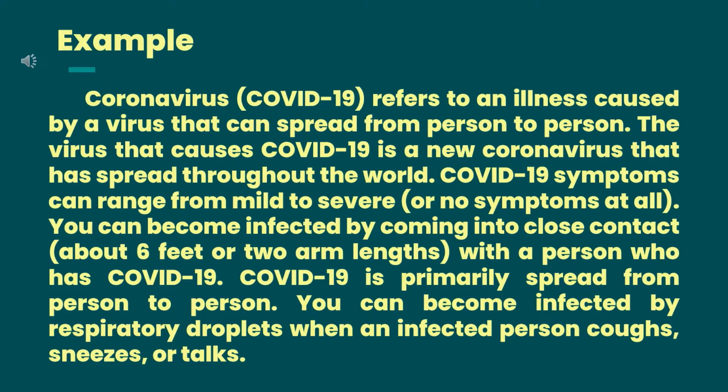You can become infected by coming into close contact, about 6 feet or 2 arm lengths, with a person who has COVID-19. COVID-19 is primarily spread from person to person. You can become infected by respiratory droplets when an infected person coughs, sneezes, or talks.